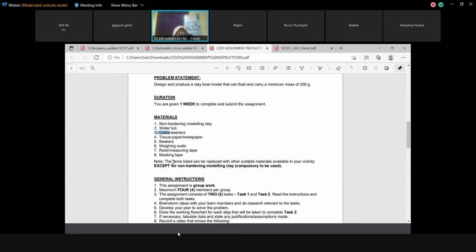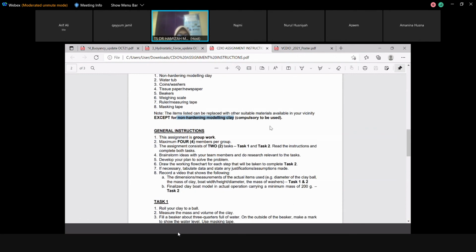Okay, and then you can replace this one with suitable materials that are available in your house, except for the non-hardening modeling clay. Okay, other materials can be changed. If you don't have a water tub, you can maybe use an aquarium. If you want to change the coins to other weights, that is fine too. Except the clay cannot be changed. You need to use non-hardening modeling clay. So you can follow this general instruction.